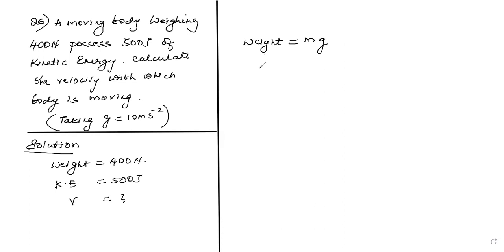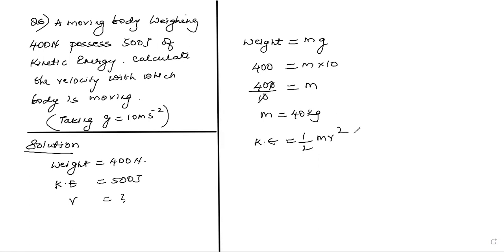Weight is 400 Newton is equal to M into G, where G is 10. So 400 upon 10 is equal to M. So M is equal to 40 kgs, in SI unit. Why did I find M? Now I know the formula for kinetic energy, kinetic energy equals half mv square.